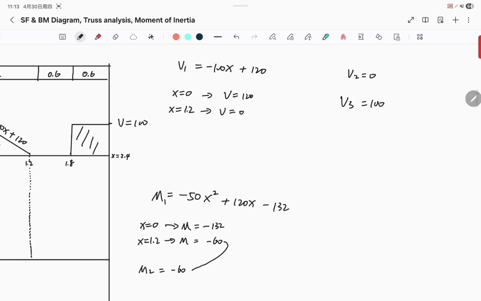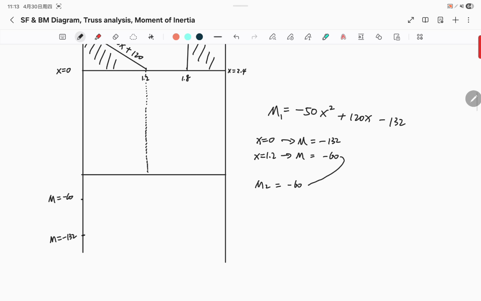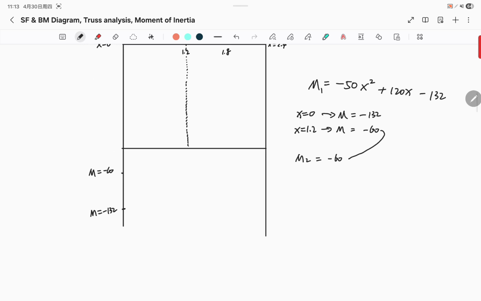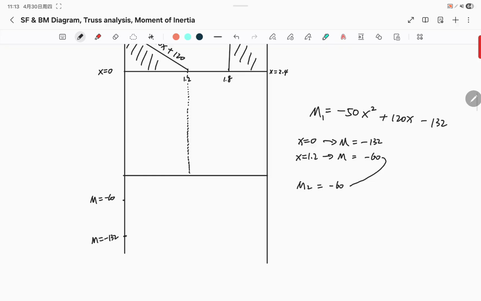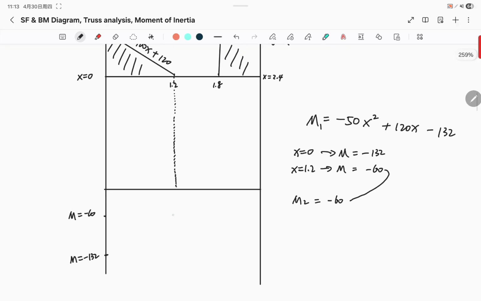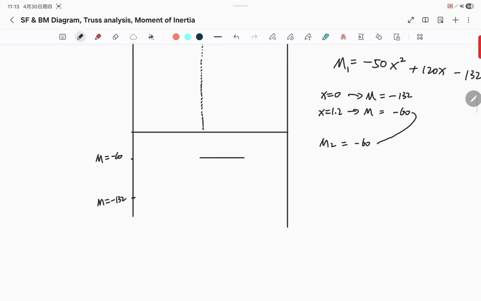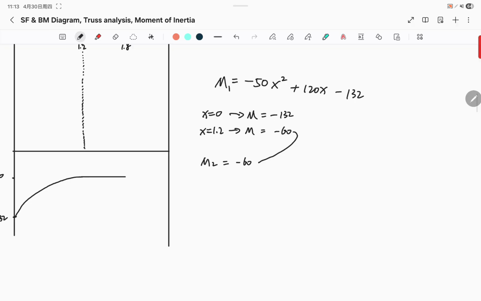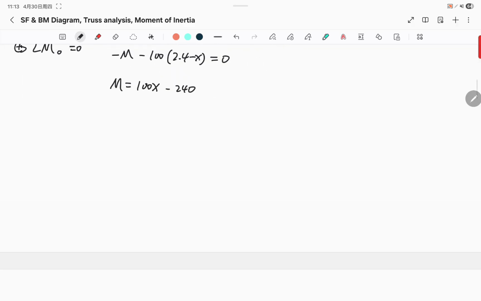We don't have that situation here, but it's a good indication that we did this question correctly. So we know that we can draw M2 first. M2 is a constant value, -60 for this 0.6 meter. And now we can complete its right-hand side like that. And then our M3 was this.